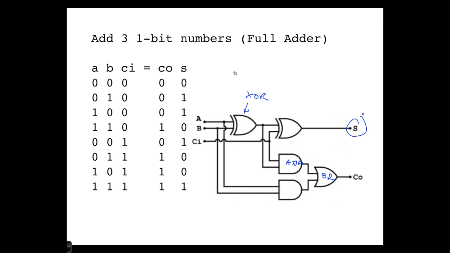What's the first thing we do to A and B? A exclusive OR with B. Great. And then we're going to put that through another exclusive OR, because what comes out of this exclusive OR gate goes into this exclusive OR gate. So we're going to do another exclusive OR here with what? What's coming in from this line? The carry in. So if we do that, that will give us the sum. And that's all you have to do for that sum bit.